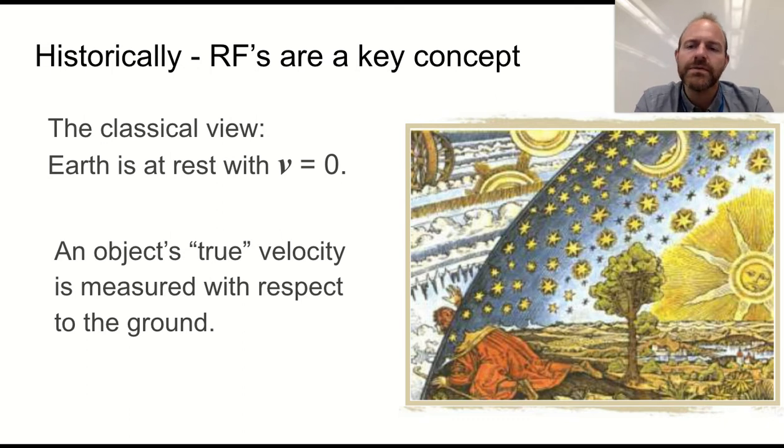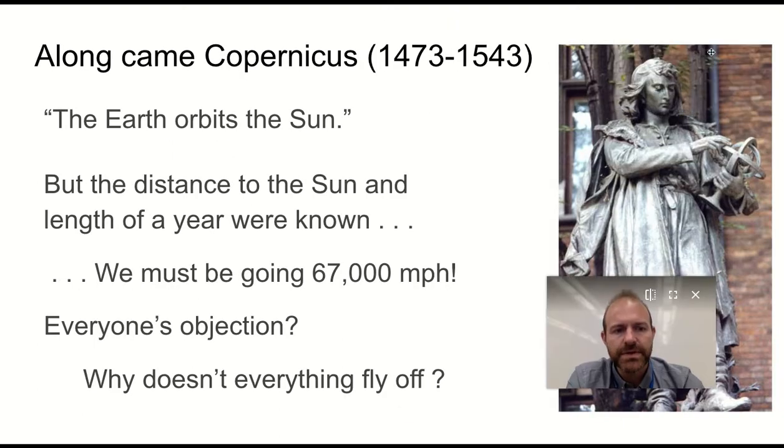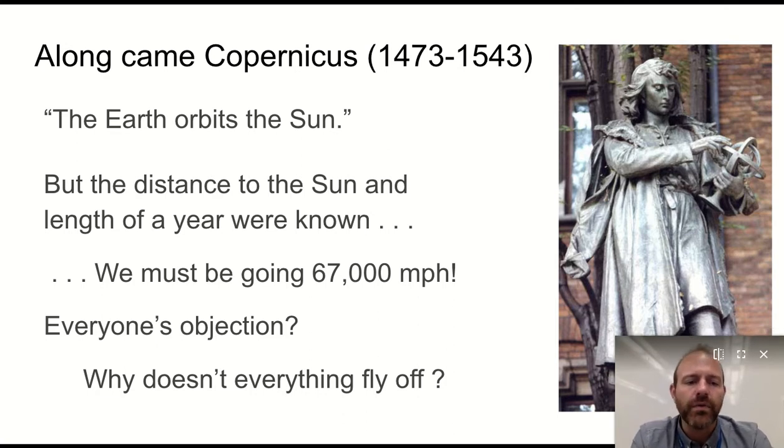If you know the story of the Middle Ages in Europe and Galileo and Copernicus and how that all changed from what was believed from the Ptolemaic universe, you know that the idea was that Earth is at rest, a velocity of zero, and everything measured relative to the ground was considered the true velocity. And Copernicus was willing to say, oh, well, the Earth orbits the sun and everything else is going around. But the distance to the sun and all of that was well known.